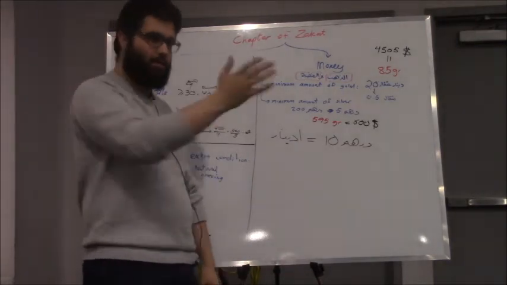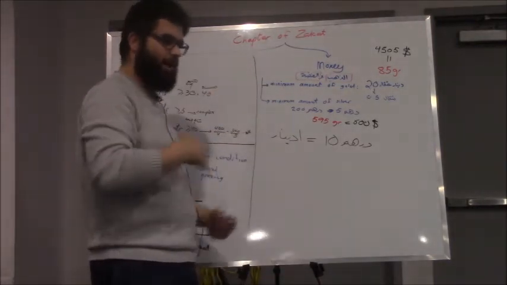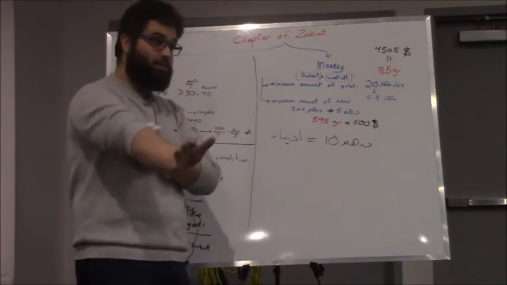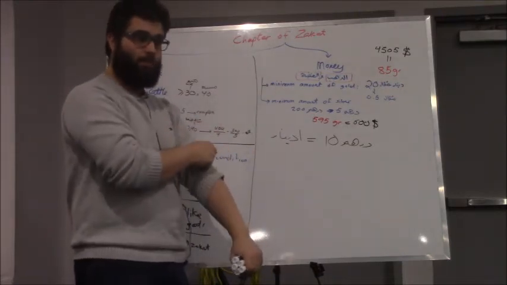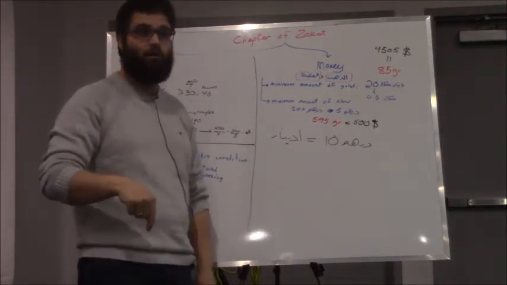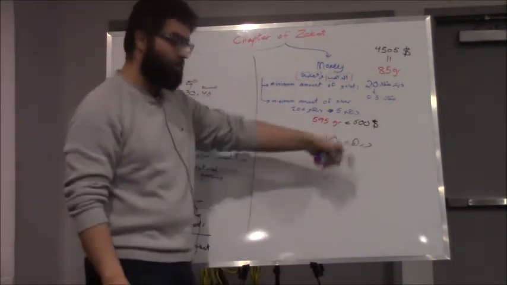Fuqara, masakeen, amilin alayhi. We'll talk about the different categories we spend zakat to. If none of them exist in the world, hold on to it until they do. But if they exist, you're going to pay. You have to pay now. That's the whole point of us saying that there's a year.